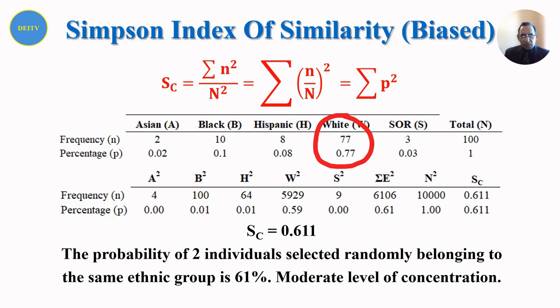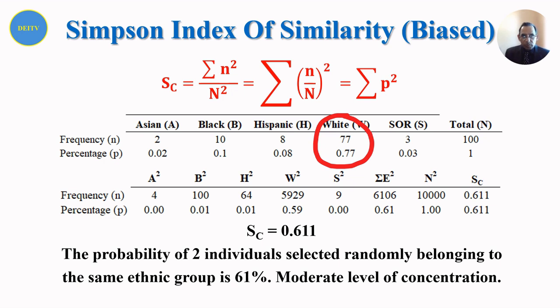The biased Simpson Index of Similarity or Concentration is generally represented in 3 ways. One is the sum of n squared over the total number of individuals squared. It can also be represented as n divided by big N squared, where that represents the number of each group divided by the total number of the population squared. And it also can be represented as the percentage of each group squared. And this gives the coefficient of concentration or similarity.